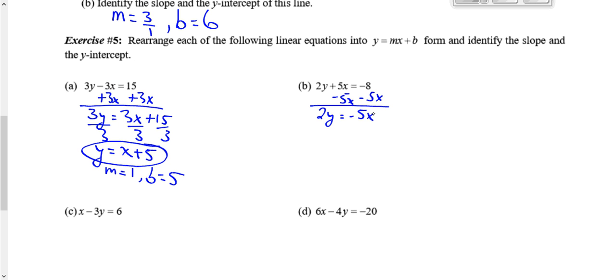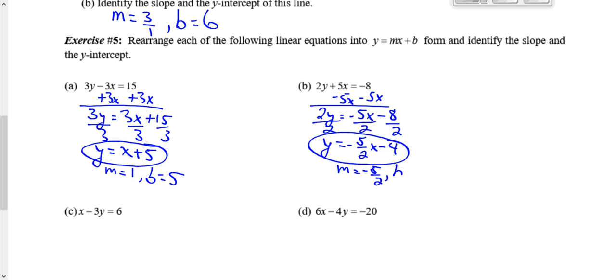Negative 5x minus 8, right? Just get them in the proper order for mx plus b. And then finally, divide everything by 2. So you get y equals what? Negative 5/2 x minus 4. What's the slope? Negative 5 over 2. And what's the y-intercept? Negative 4. Yep. That's it. Do the last two real quick.